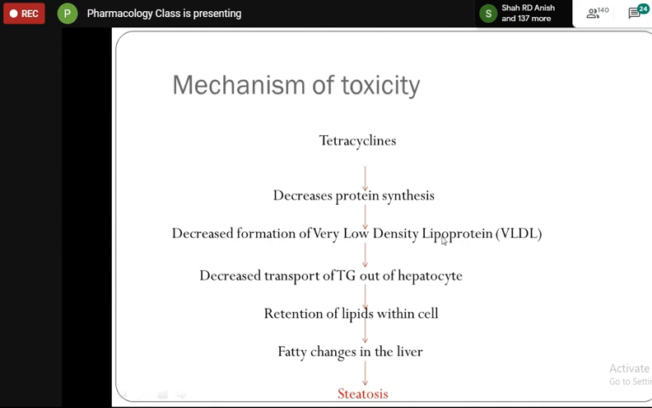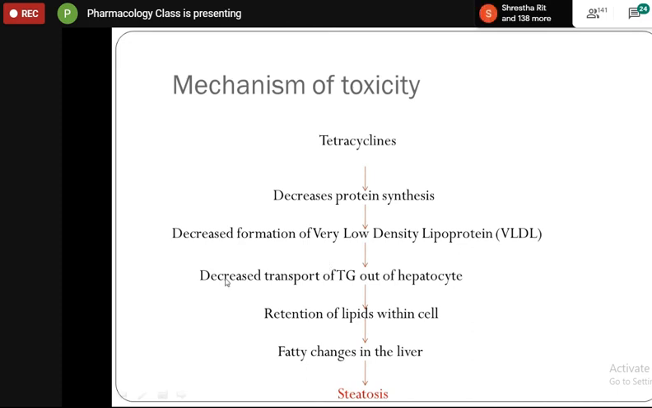So when the production of VLDL fails because of decreased protein synthesis, because you know VLDL, the lipoprotein, comprises both lipids and proteins, when the protein production succumbs, your VLDL production will also be less. When VLDLs are not at their normal amount in the body, the function of the VLDL will also suffer, that means the transportation of the triglycerides out of the liver cell will also suffer.